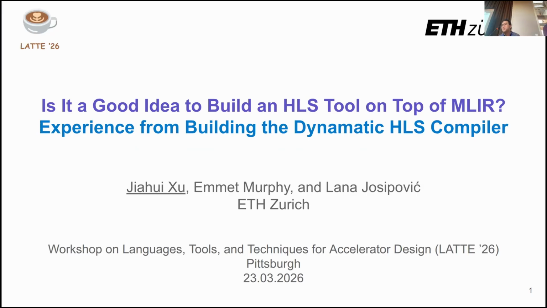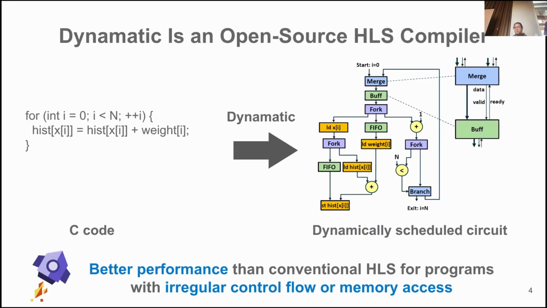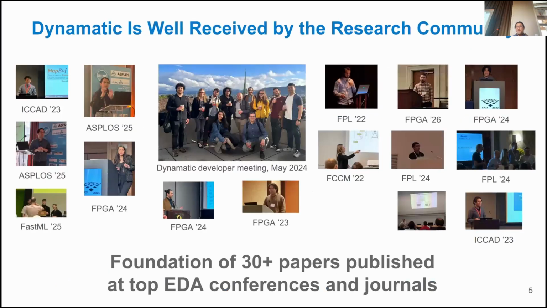Okay. So good morning, everyone, and also hi to everyone online. Today, I'm going to discuss our experience with MLIR. Our experience is based on the development of Dynamatic, which is an open source HLS compiler for generating dynamically scheduled circuits from C code. What's special about it is it has better performance than conventional HLS tools for programs with irregular control or memory accesses.